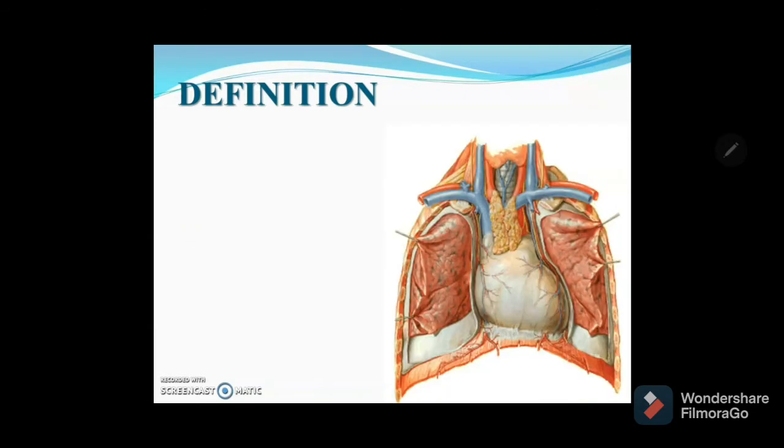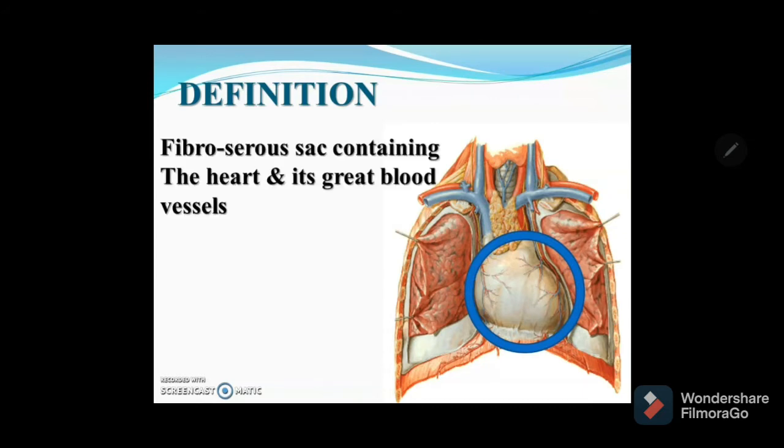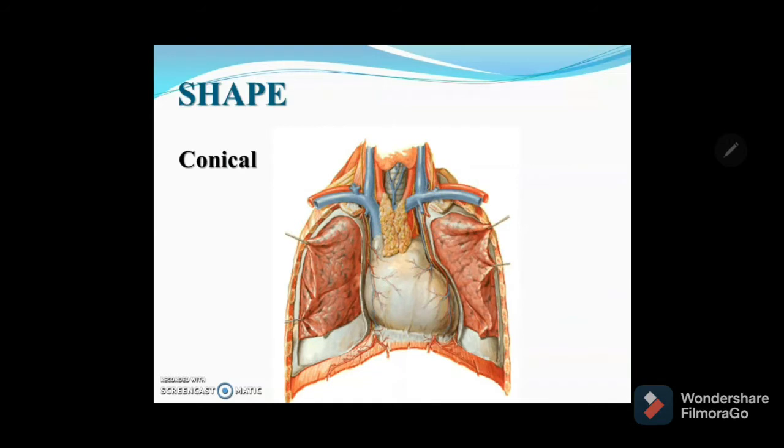So what is pericardium? You can see the heart in the mediastinum between the two lungs. It is covered by a fibrous serous covering. So pericardium is aptly defined as a double-walled fibrous serous sac containing the heart and its great blood vessels. Don't think the pericardium only covers the heart, it also covers the roots of great blood vessels like the ascending aorta and pulmonary trunk. So it is a fibroserous sac.